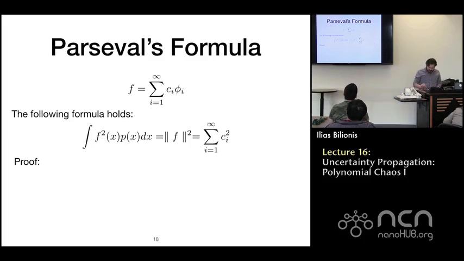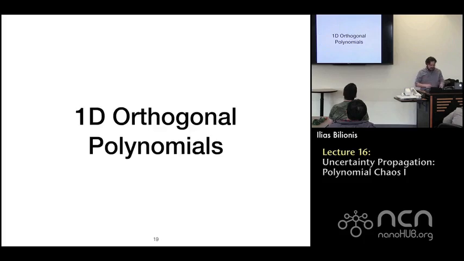Fairly simple. All right. Let's look now at some specific examples. This is all general, okay, so any space of square integrable functions. So let's now go to scalar square integrable functions. Let's derive a specific set of orthonormal basis functions called one-dimensional orthogonal polynomials.